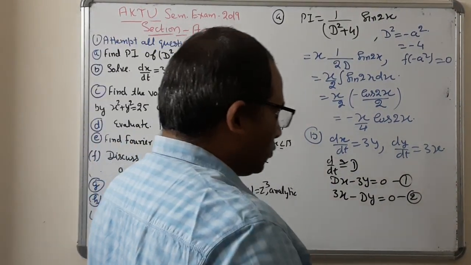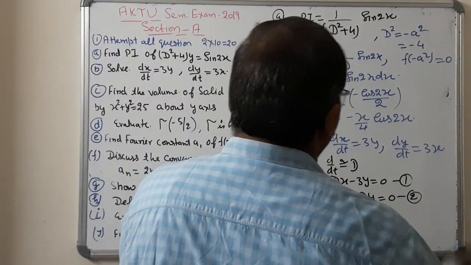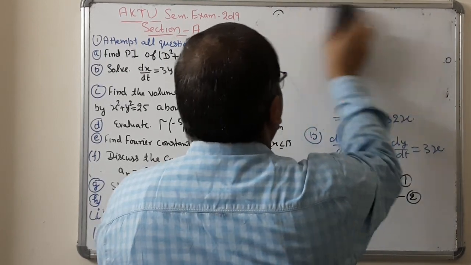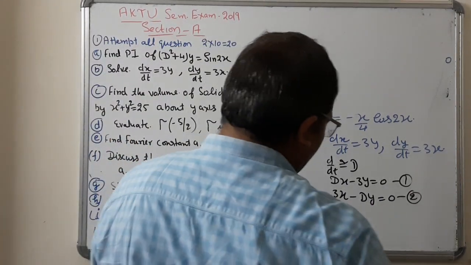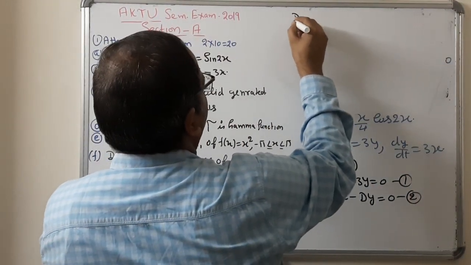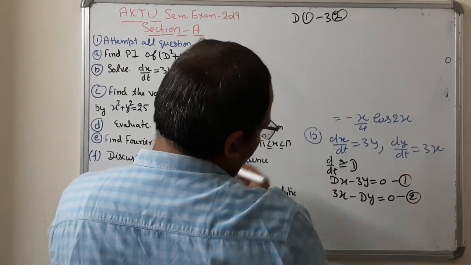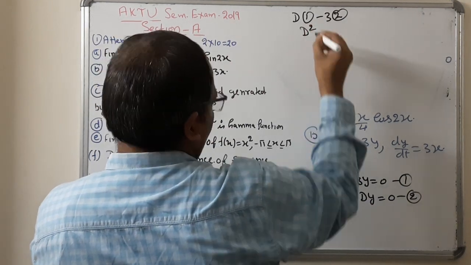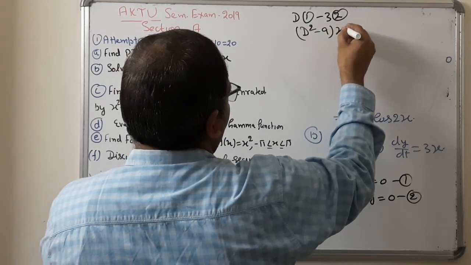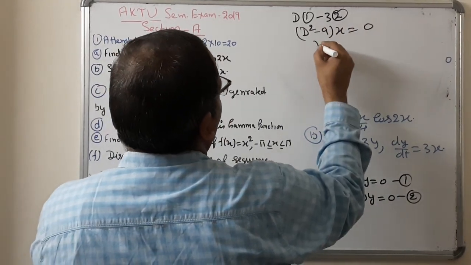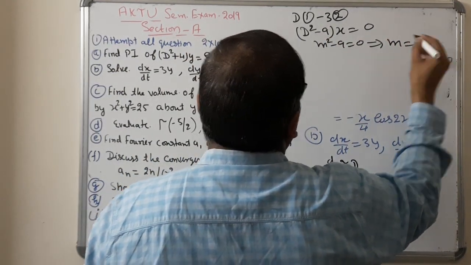Eliminating any one, either x or y, you can eliminate any one as you wish. So we eliminate the y. For eliminating y, multiply the operator D in equation number 1 and 3 in equation number 2, and then subtract both. D times equation 1 minus 3 times equation number 2 gives D square, and here we multiply 3, that is 9, so minus 9x is equal to 0. We can say m square minus 9 equal to 0, m equal to plus minus 3.